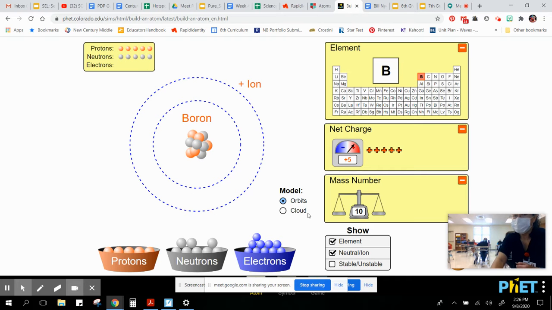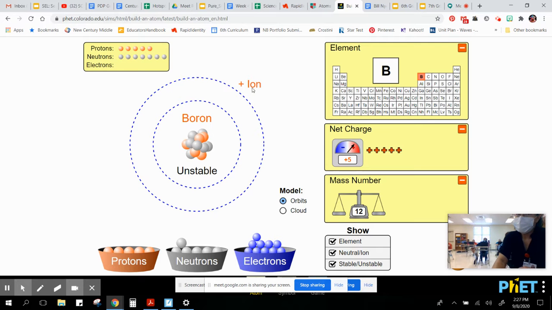Now, there's something else here. If you click stable, unstable at the bottom, it will tell you whether the atom is stable or not. Okay? It is not stable if it's got less neutrons than protons. So if I take one away, it becomes unstable. It's not stable if it's got more neutrons than protons. Oh, my apologies. It's got to have a lot more. Okay? So now it becomes unstable again.